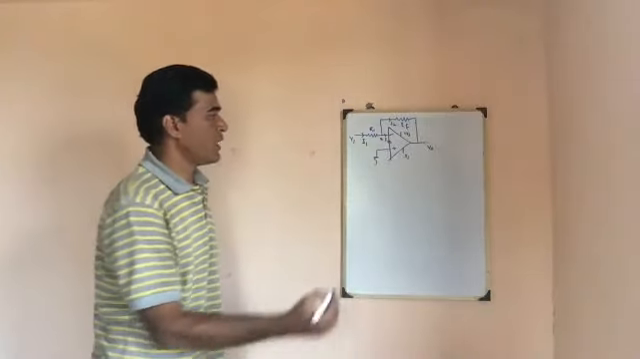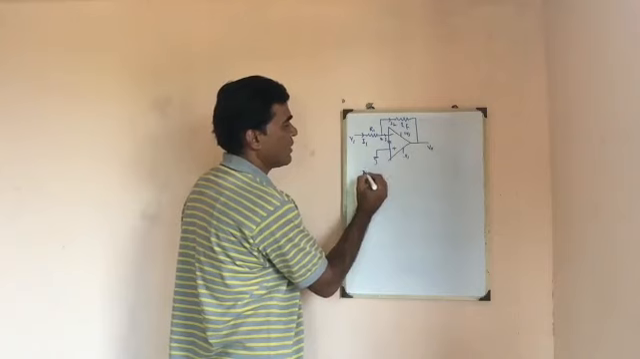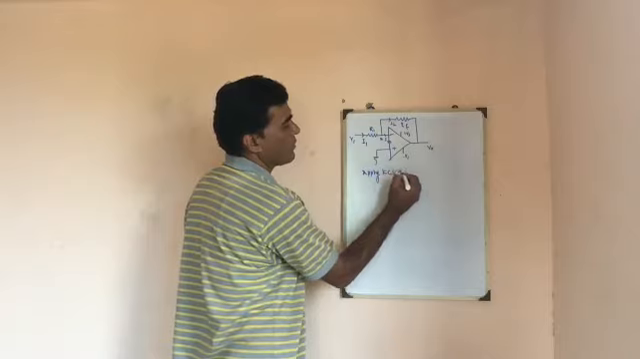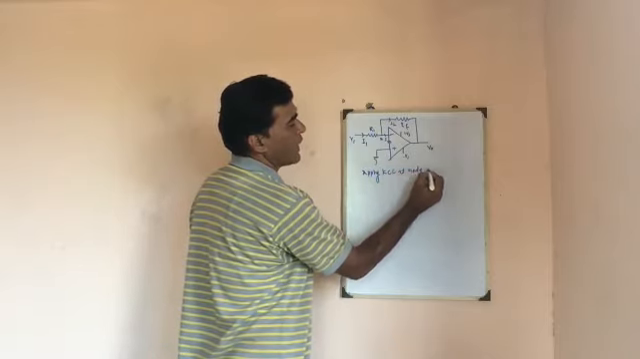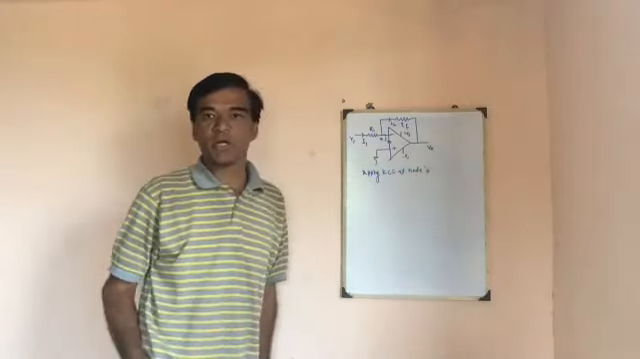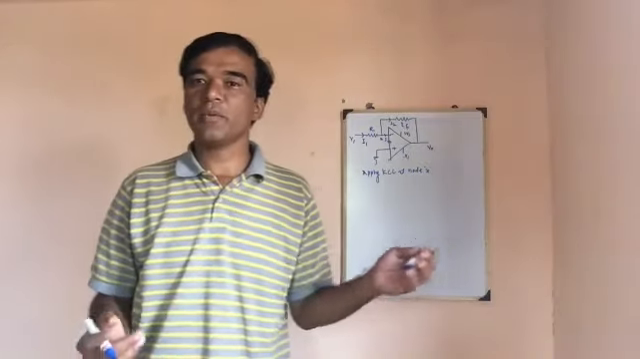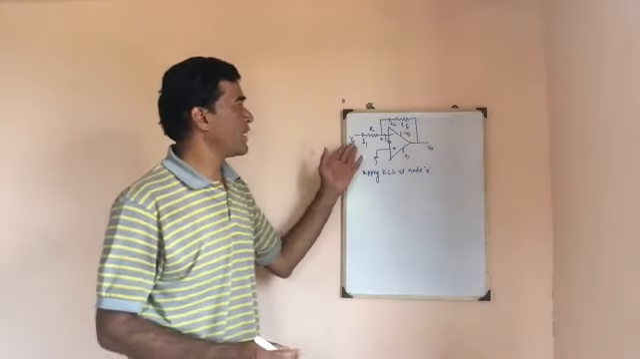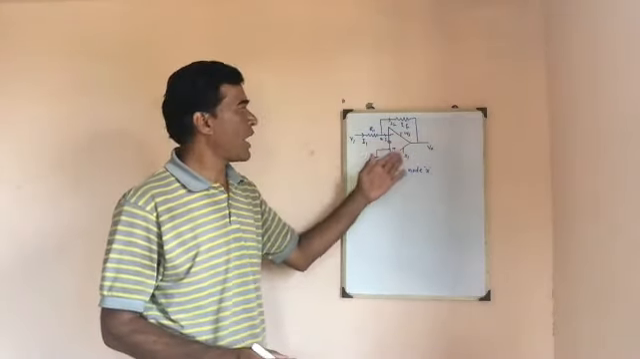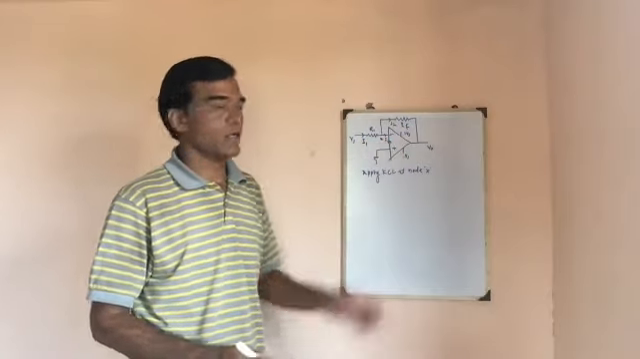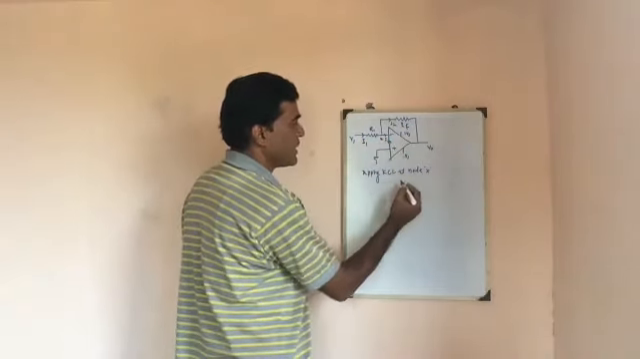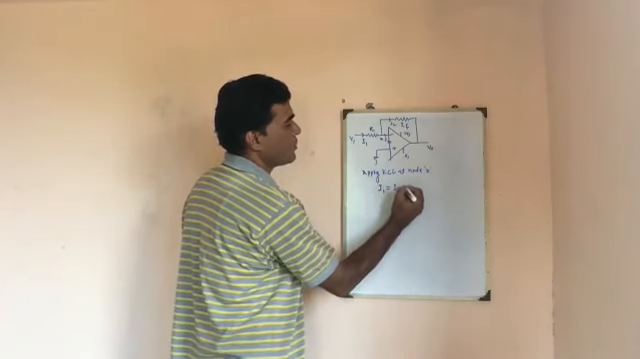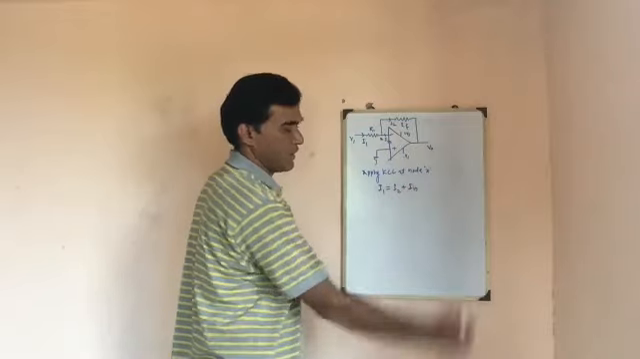Right? Now apply KCL, Kirchhoff's current law, at node X. What is Kirchhoff's current law? The incoming current at any node is equal to the outgoing current. So at node X, the incoming current is I1 and the outgoing currents are I2 and Iin. So the KCL equation at node X becomes I1 equal to I2 plus Iin.